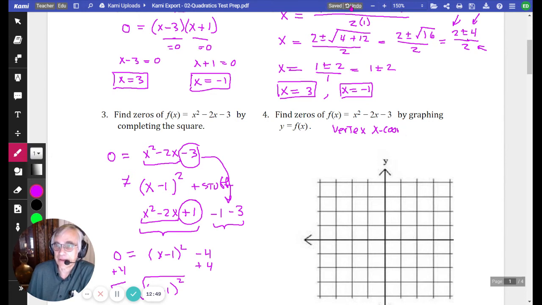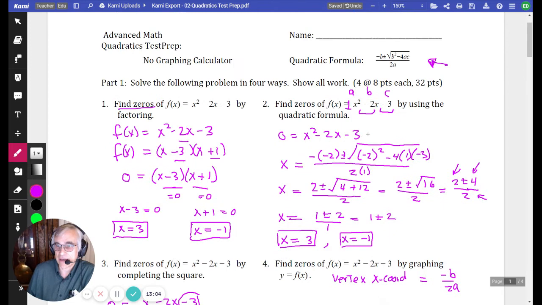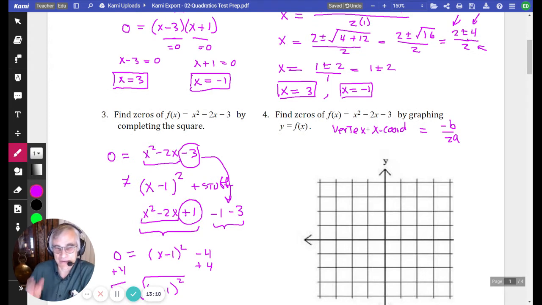the x coordinate of the vertex, or the axis of symmetry, is equal to negative b over 2a. And if you're curious about that, it's actually the same thing as the beginning of the quadratic formula, negative b over 2a. That's giving you the axis of symmetry of the parabola.